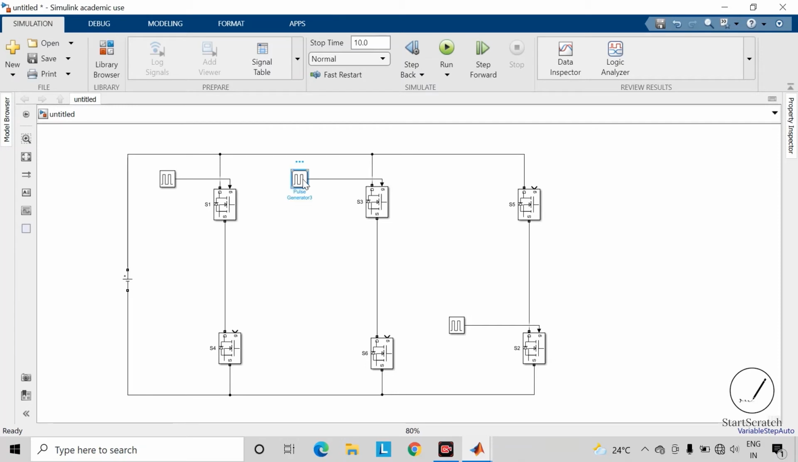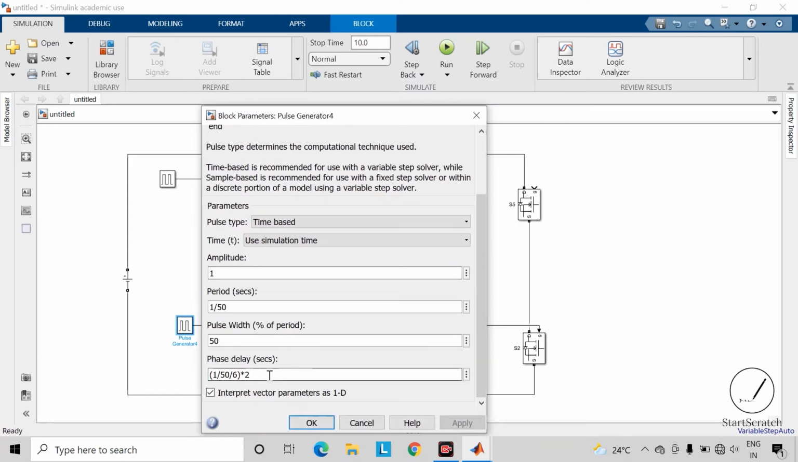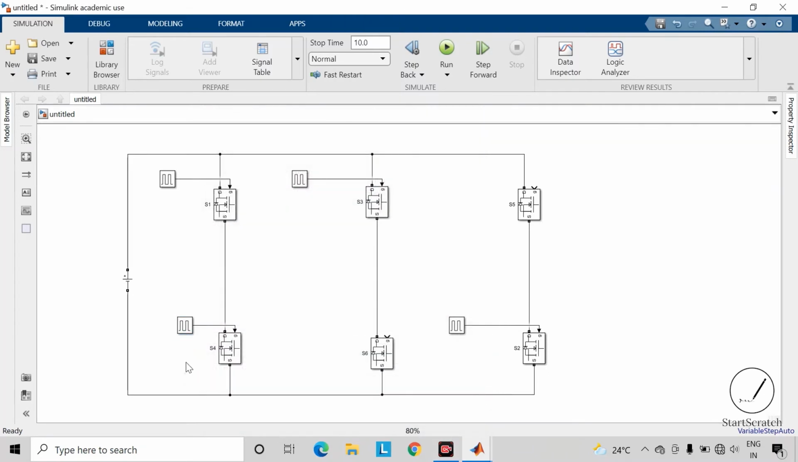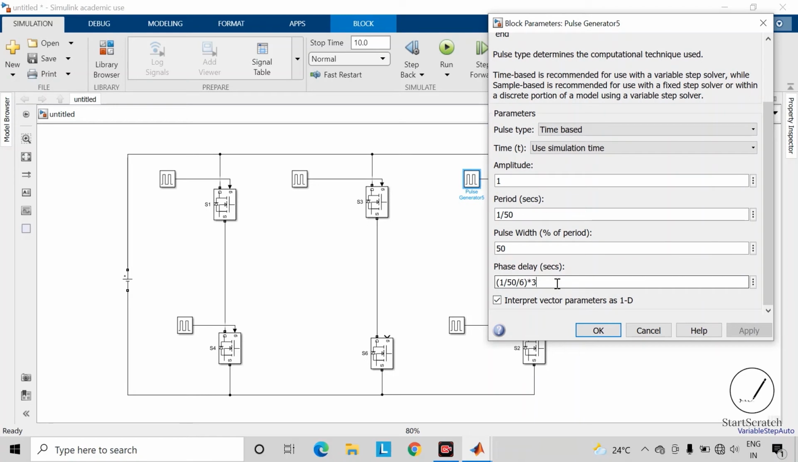Now copy this pulse generator block and connect it to switch 4. To give a further delay of 60 degrees, just multiply here by 3. Similarly, copy this pulse generator and connect it to switch S5, and change the phase delay here.